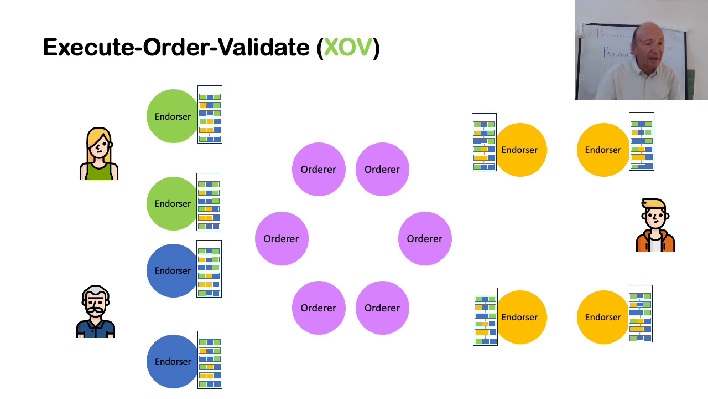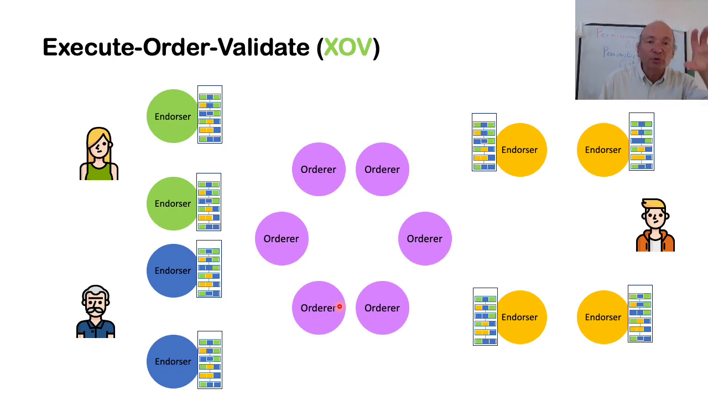Let's look at an example. Here we have 3 different applications, the green, the blue, and the yellow. Each of them has a set of endorsers. You notice that the number of endorsers depends on the application. So the green has 2, while the yellow has 4. And then we have a set of orderers, and they do not have a copy of the ledger. The ledger is available at the endorsers, but not at the orderers.